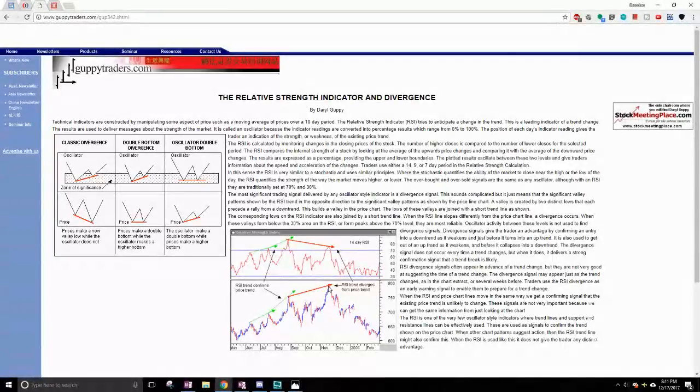Maybe investor sentiment is starting to shift. And here in this case, investor sentiment was beginning to shift. The indicator no longer agreed with the price action. And what happened? We rolled over.